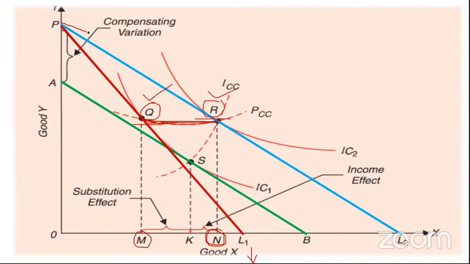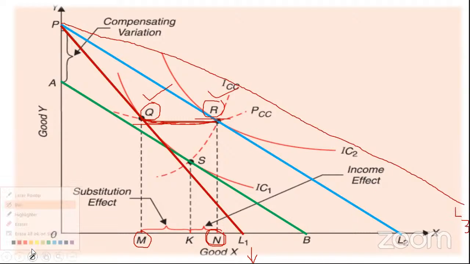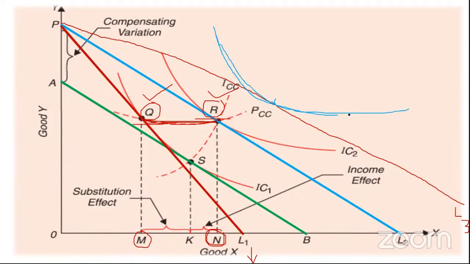For example, if the price decreases further, my budget line becomes L3. At that time the indifference curve also moves further. L3 is the budget line, and the indifference curve goes up to this point. This is a new equilibrium position, the point where indifference curve IC3 is tangent with the budget line. This becomes S when QRS are tangent. The line joining the points QRS represents the price effect.